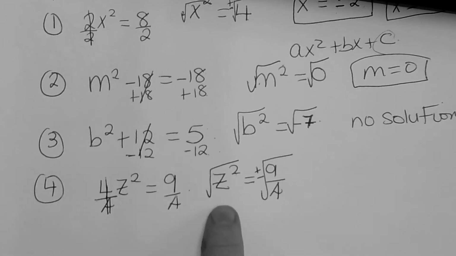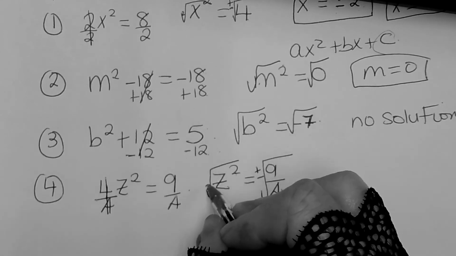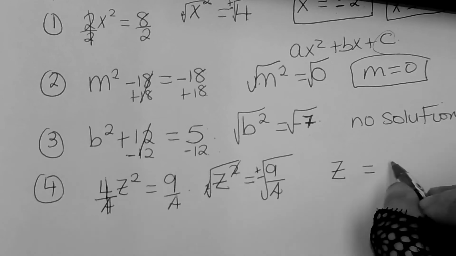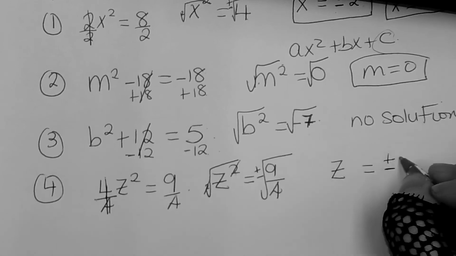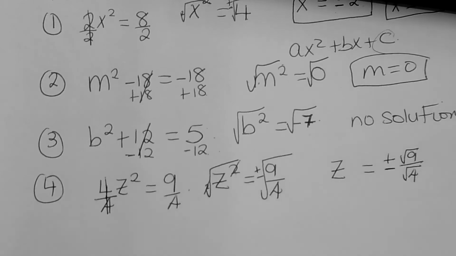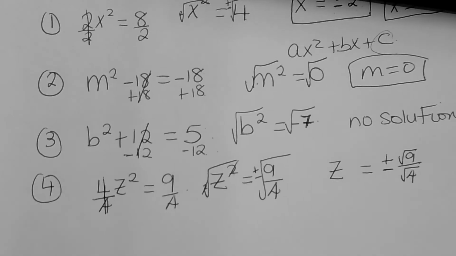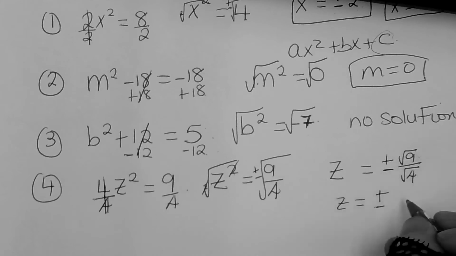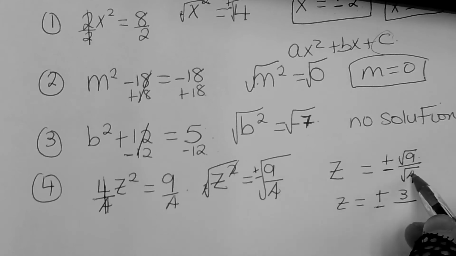So again, the next step is that this will just be left with a z, because I have that exponent 2 here and they cancel each other out. So I'm left with z equals plus or minus, and you can look at this as the square root of 9 divided by the square root of 4. So they gave us a nice one because these are still 2 perfect squares. Plus or minus, the square root of 9 is 3 on top, and the square root of 4 is 2. So z equals plus or minus 3 over 2.